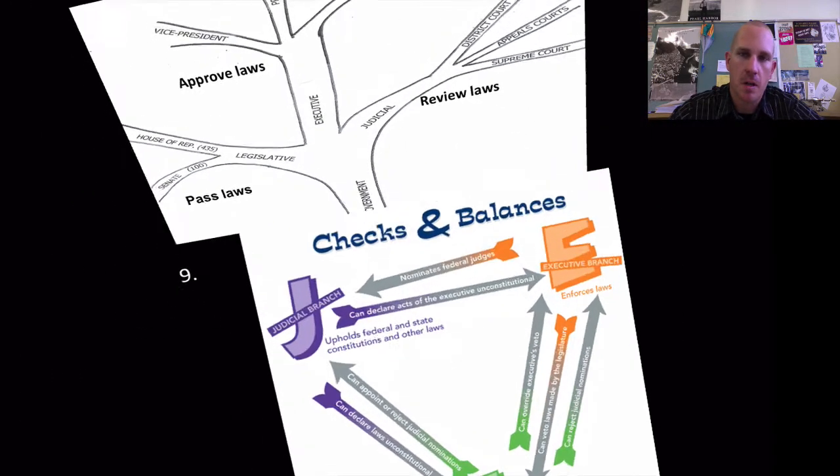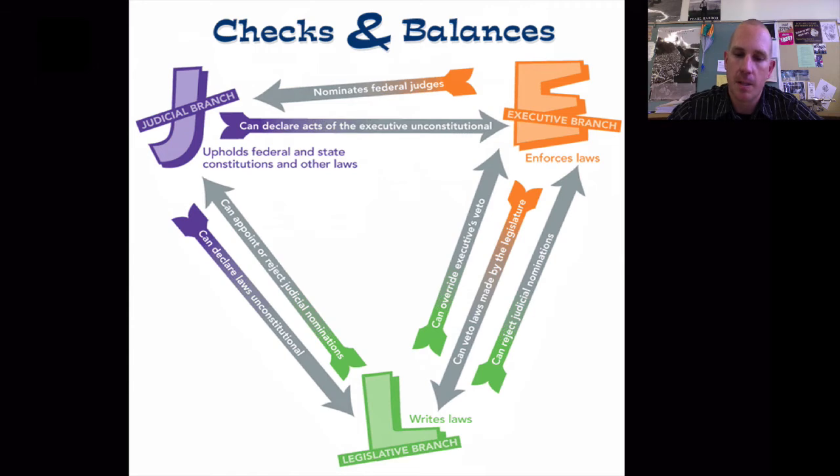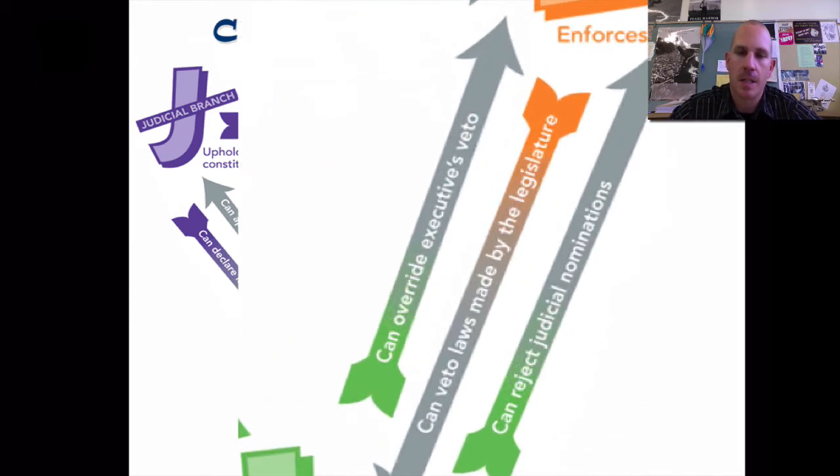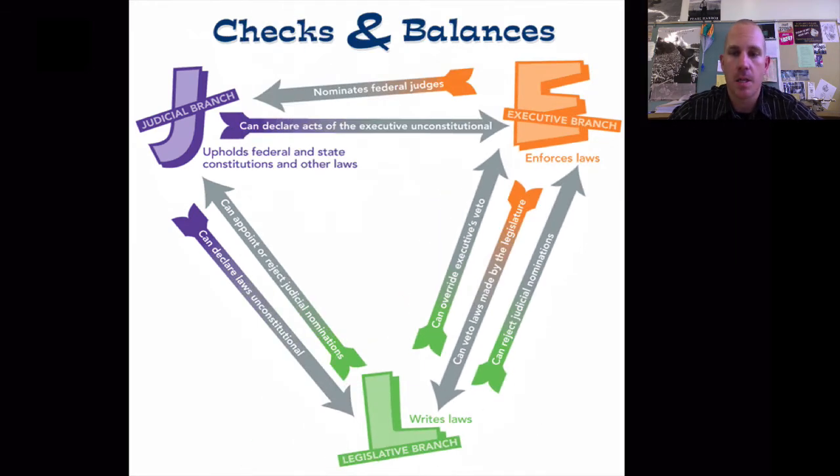And here's a chart of the checks and balances. Let's look at the legislative branch down the bottom and the executive branch on the right-hand side. So one of the checks that each of them have over each other is if the legislative branch passes a law, the president can veto that law if he does not believe that is a good law to have on the books. At the same time, the legislative branch can override that presidential veto with a two-thirds vote.